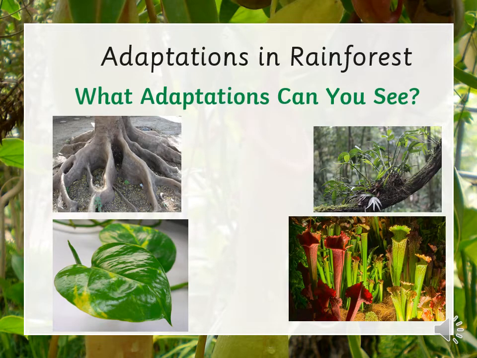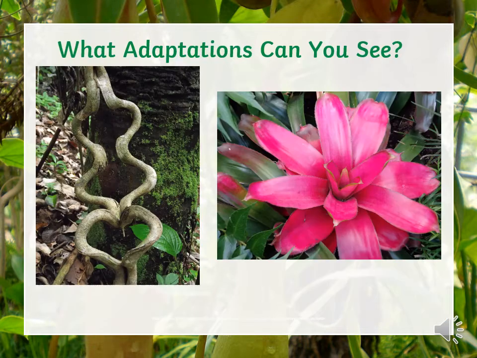Now comes the most interesting part. If you remember about the rainforest, I told you there are many different types of plants: tall trees, small shrubs, and different types of plants that live in the rainforest. The maximum amount of different types of trees and plants you find in the rainforest. What adaptations can you see here?